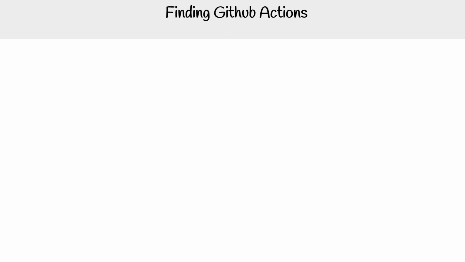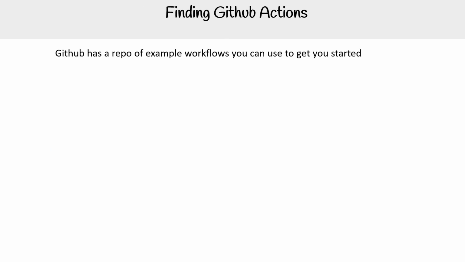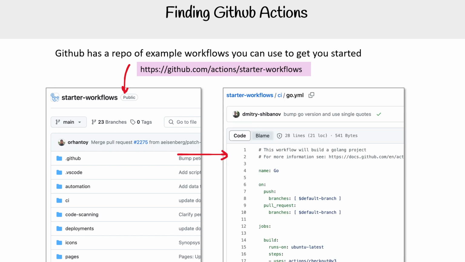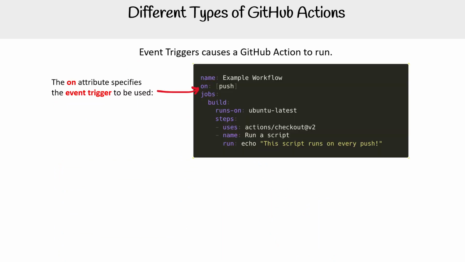If you want to find the example repos, because there are those little getting started ones, it's the same repo here at the starter workflows, and you can get the YAML files and get started really quickly. There are different types of triggers that you can use with GitHub Actions. That's going to go into that on area.